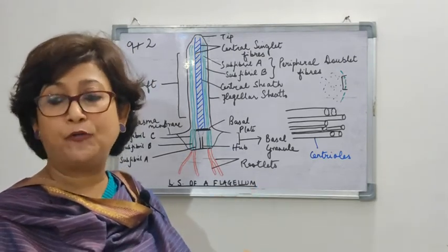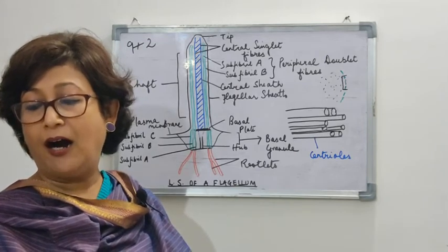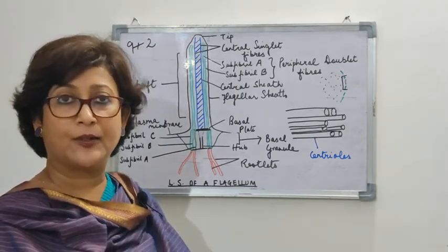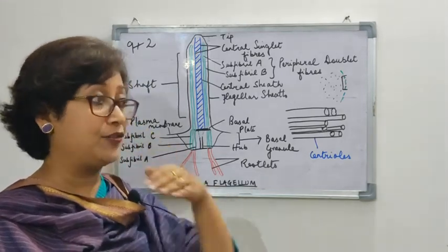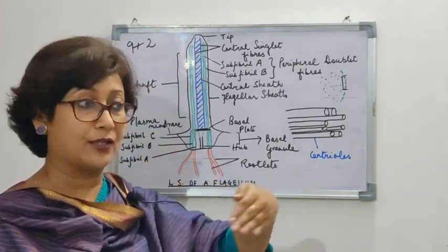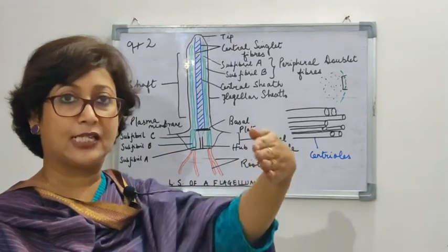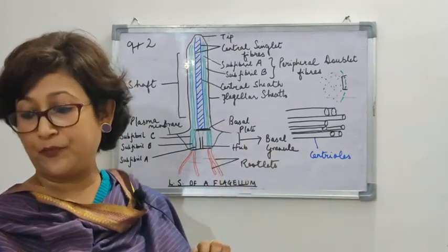Now flagella perform independent undulatory movements. What is the movement of the flagella? Undulatory, like how a snake moves, like this. Undulatory movement is the movement of the flagella.